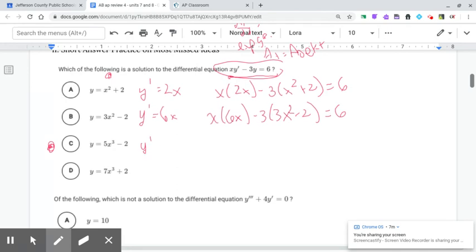This one, y prime equals 10x. So this formula here would be x times 10x minus 3 times whatever we said y was, which was 5. Oops. It's a cube, sorry. 15x squared. This was not looking right. This is 15x squared. All right, so minus y is 5x squared minus 2. That is going to be 15x cubed.